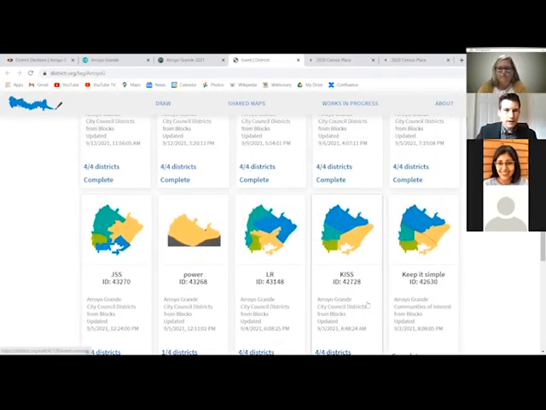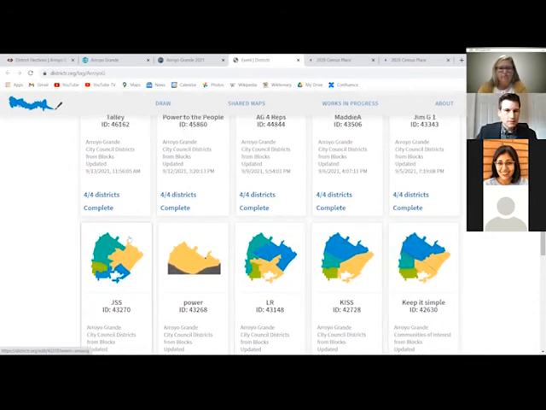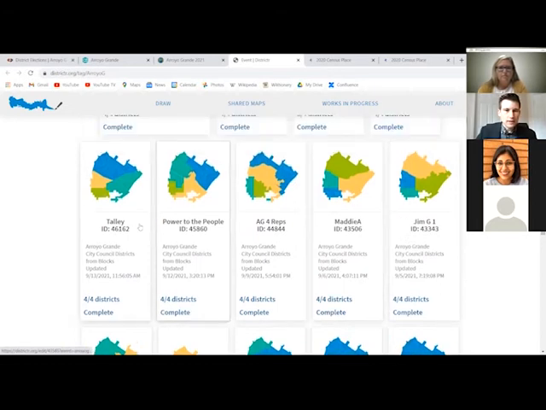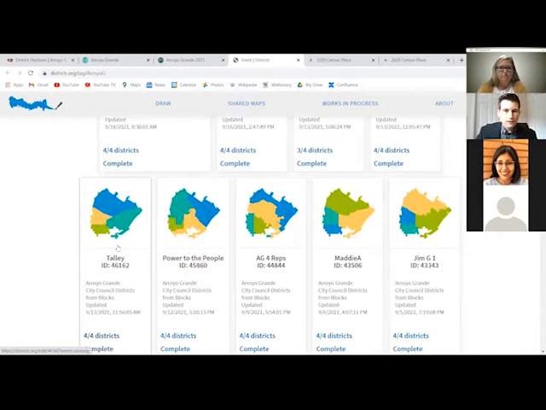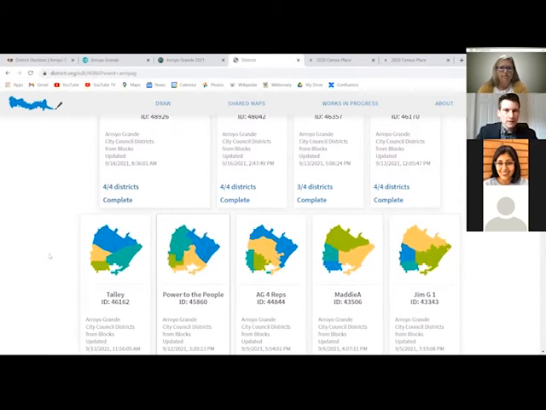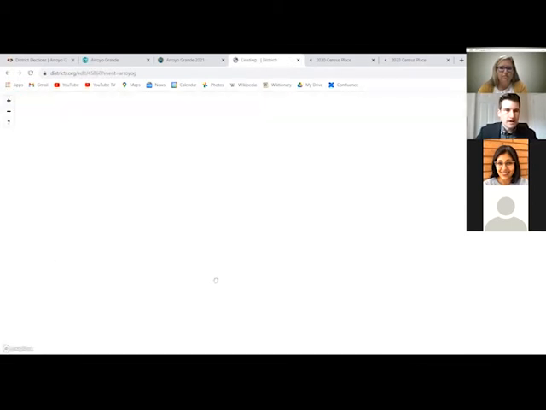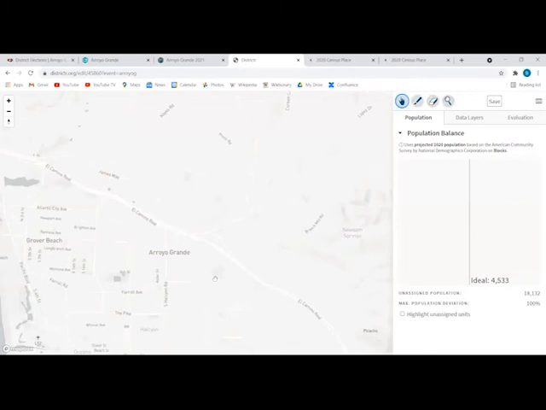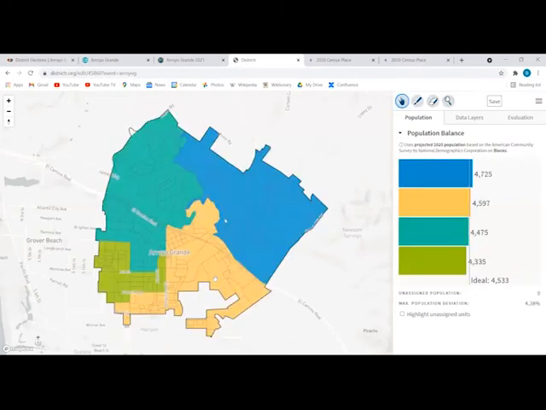Most of them have drawn 4 districts, which is the goal. And you can see what each of those look like. And if you drew a map and want to build on it, or even build on someone else's map, you can click on one of these and it will take you to that particular map. It might take a little bit to load, but once it does load, you will have the ability to build and edit a map that was already drawn. And you will be able to make your own version of that map.